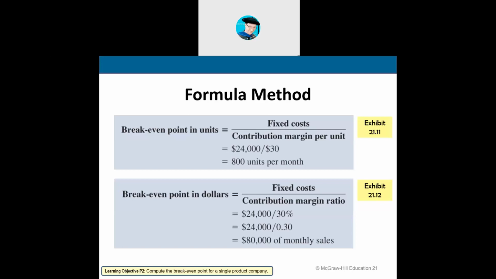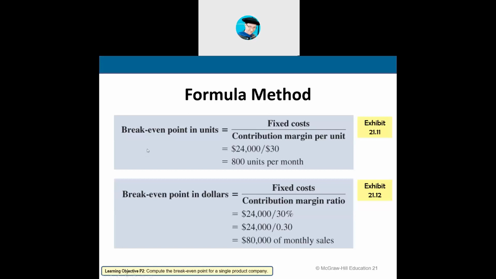Isn't that nice? I like that. Tells me exactly how many units I need to sell to break even. I can also compute the break even in sales dollars. I take my total fixed cost divided by my contribution margin ratio. Fixed cost 24,000. Contribution margin ratio 30% or 0.3. 24,000 divided by 0.3 is 80,000. I need to sell $80,000 per month of revenue in order to break even.